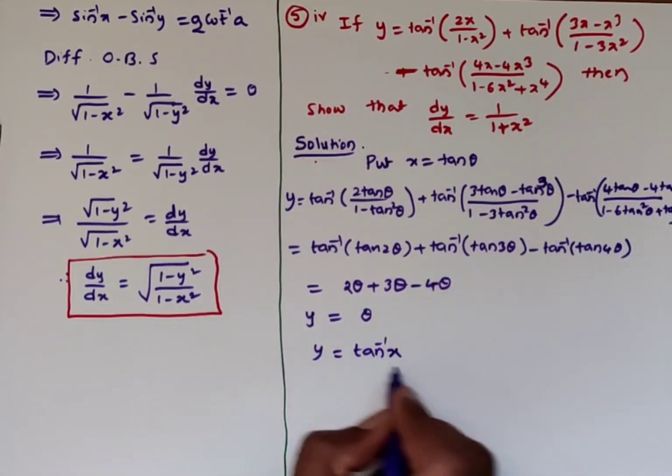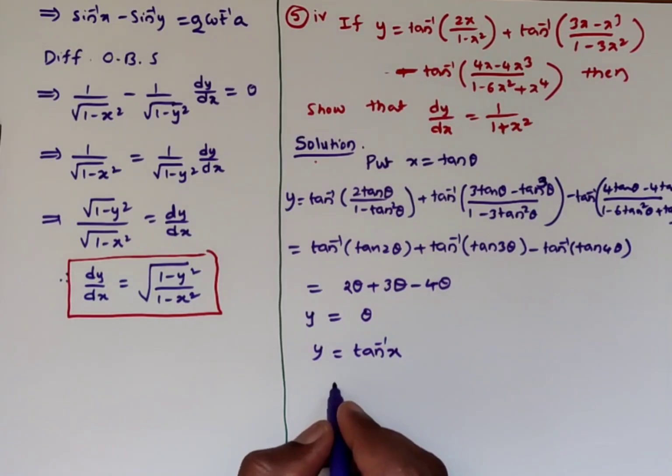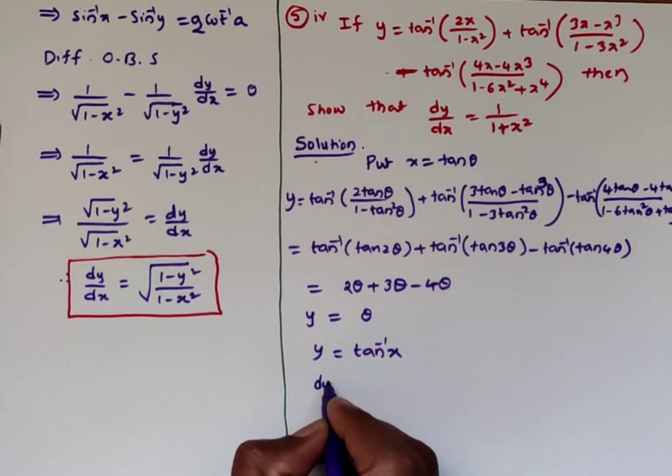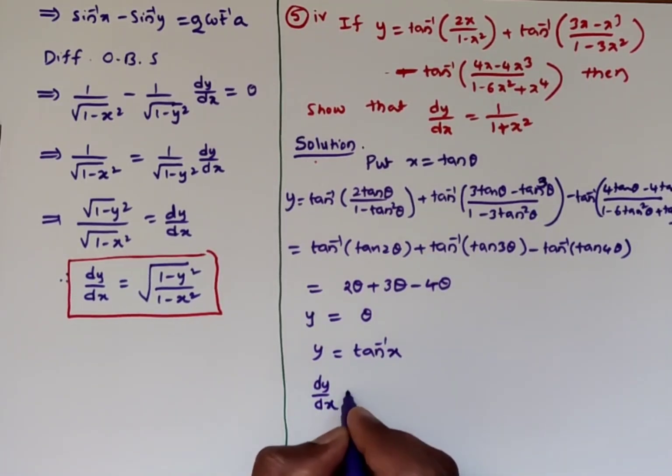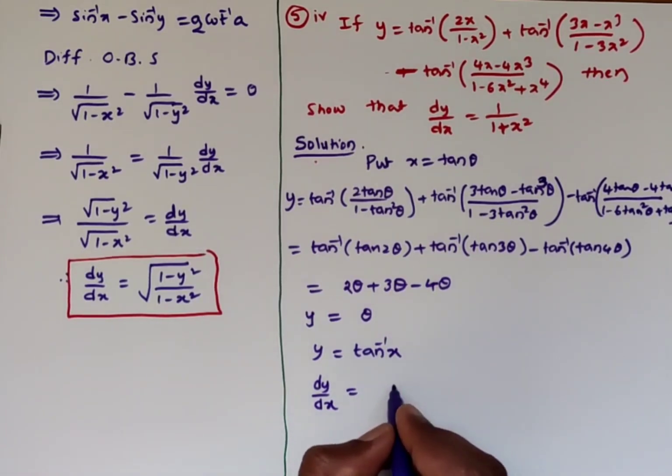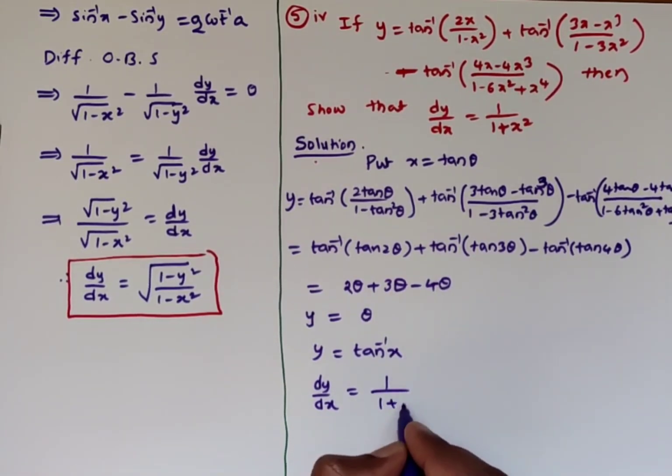Now apply the derivative on both sides with respect to x. So this is dy by dx, and the derivative of tan inverse x is obviously 1 by 1 plus x square.